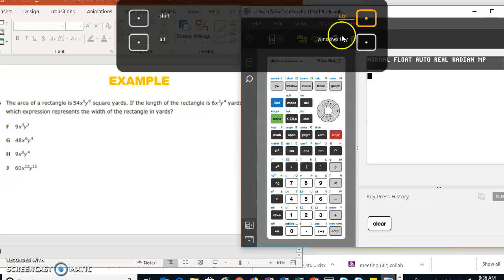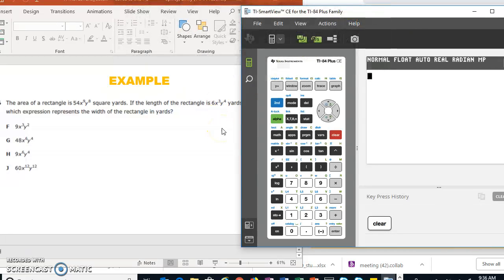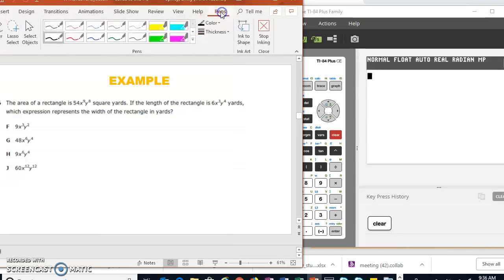Okay, so we are going to solve this problem here. I do want to make a point before we start. We're talking about the area of a rectangle. And so we want to remember that area equals length times width. So what we're talking about is an equation that looks like 54x to the 9th, y to the 8th equals.